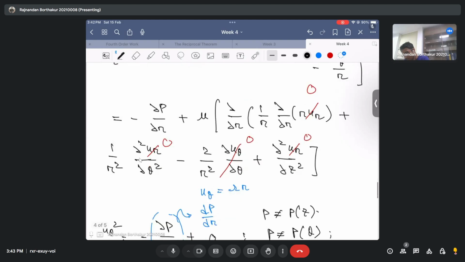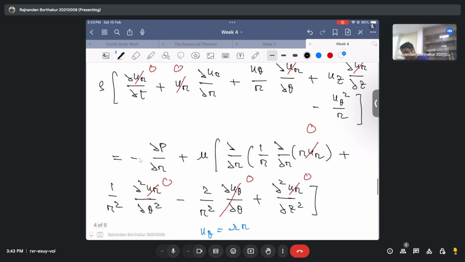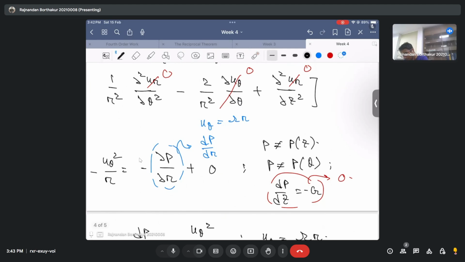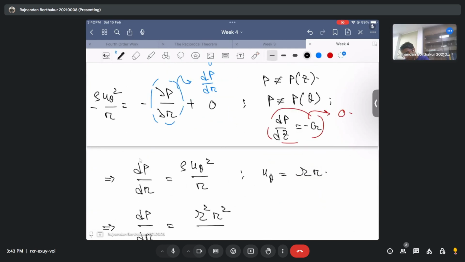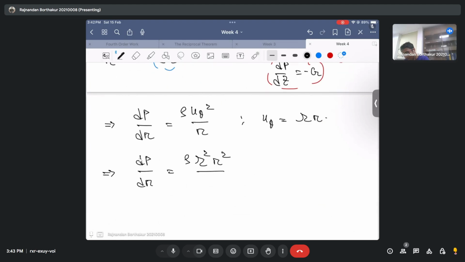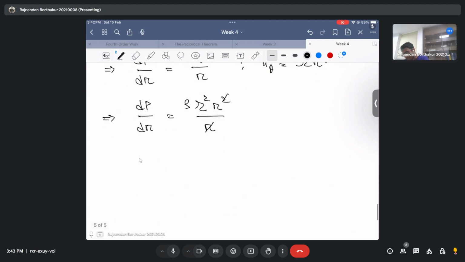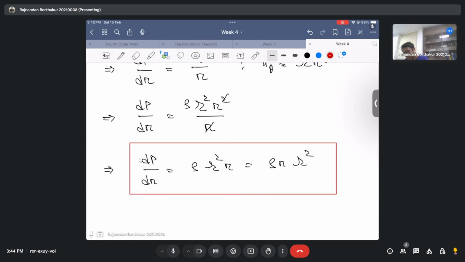I think I made a mistake here. Not exactly a mistake, but I missed the rho here. Remember, there is this rho term here. So this rho will also get multiplied with this, which means that there will also be a rho here, and there will also be a rho here. So it just becomes rho times omega squared r squared by r, which means my dp by dr is rho omega squared r, or you can write it as rho r omega squared. All right, so this is how my pressure would essentially and only vary in the r direction.